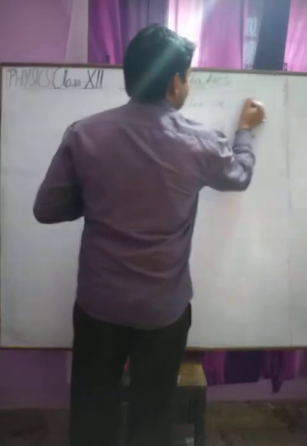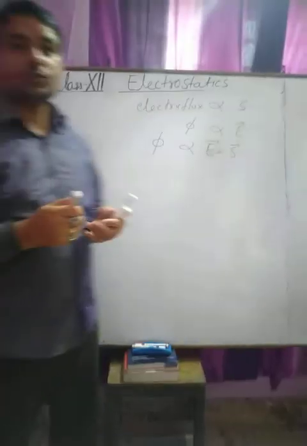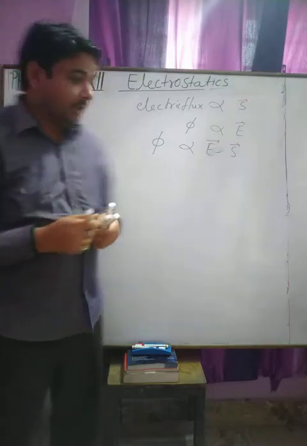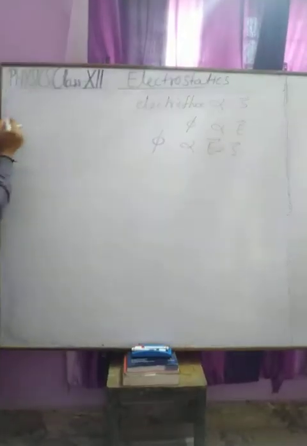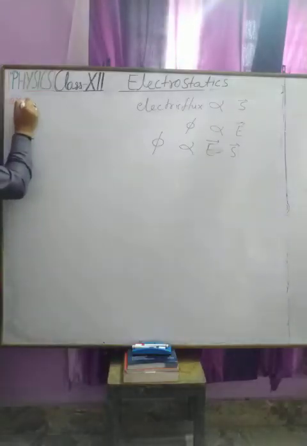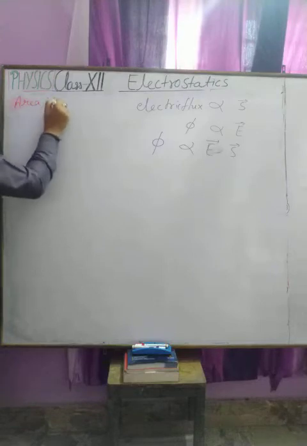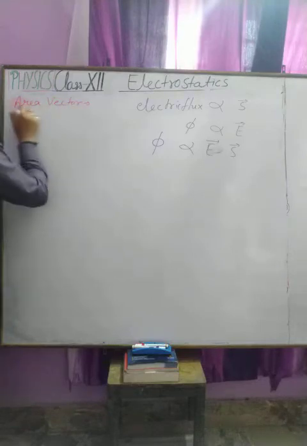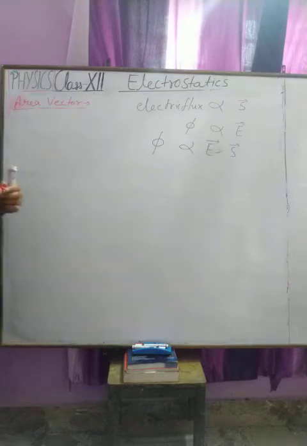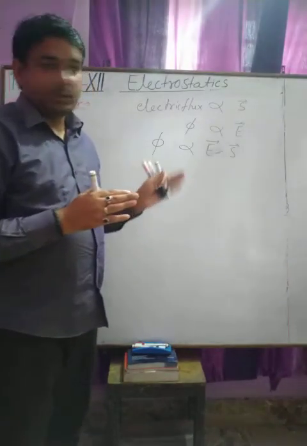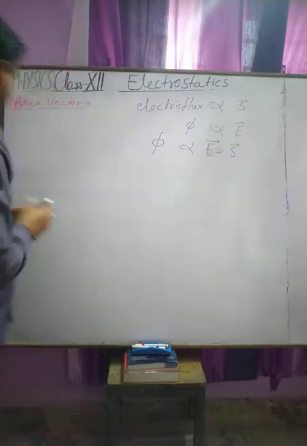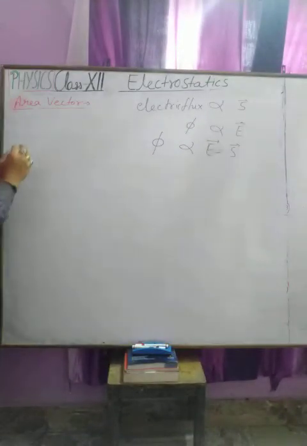Now here we are using this surface as an area vector. Now you understand about the area vector. The area vector is a very important thing which we will use in this electric flux topic, because we are using it at every point through this topic.